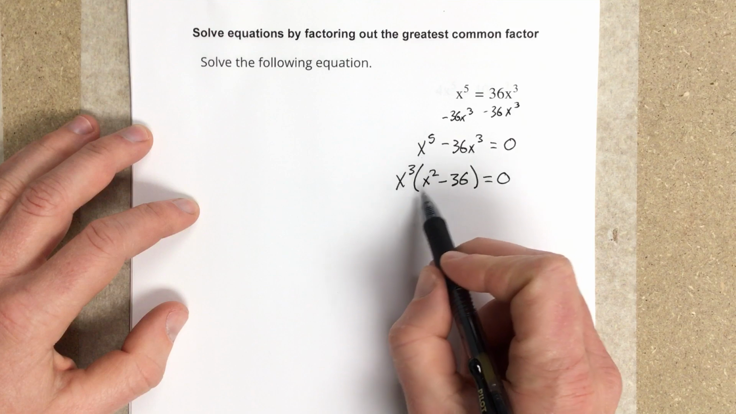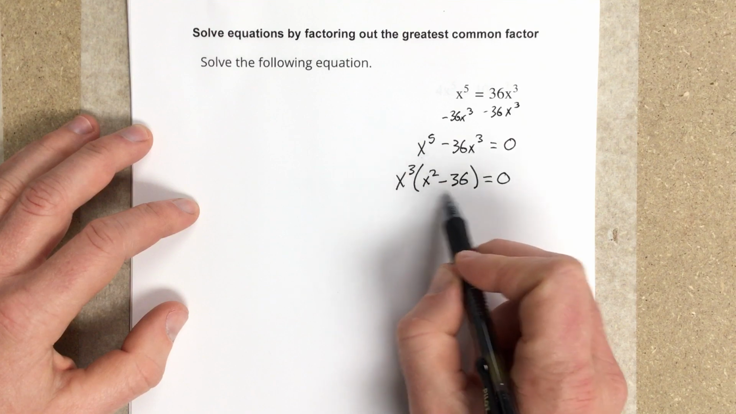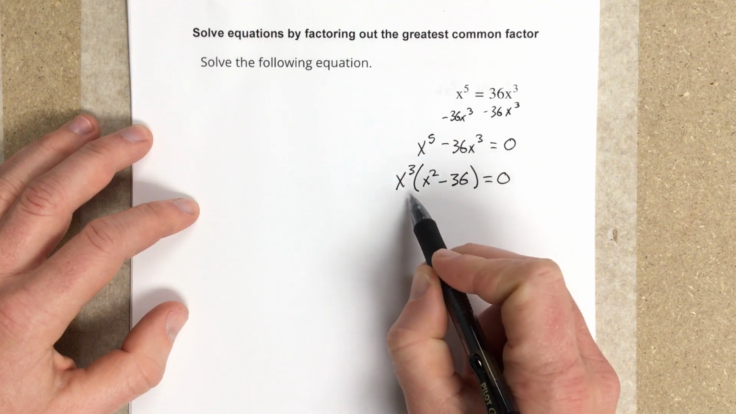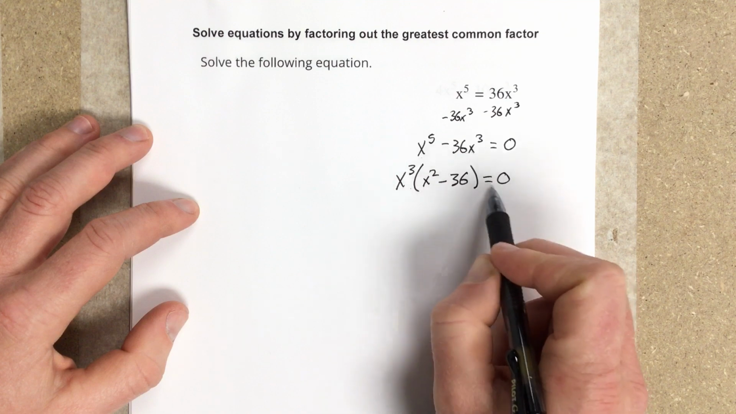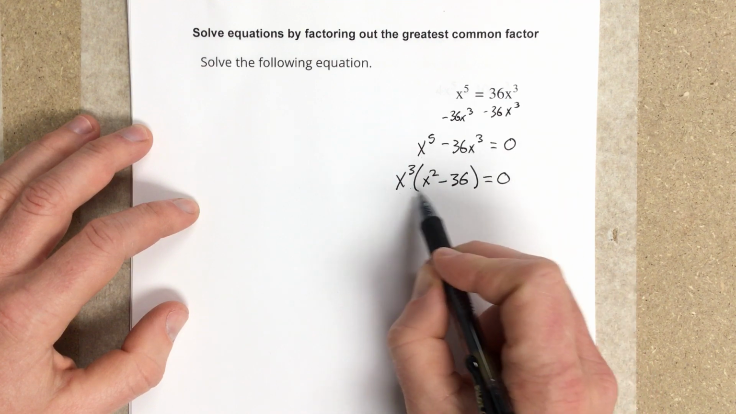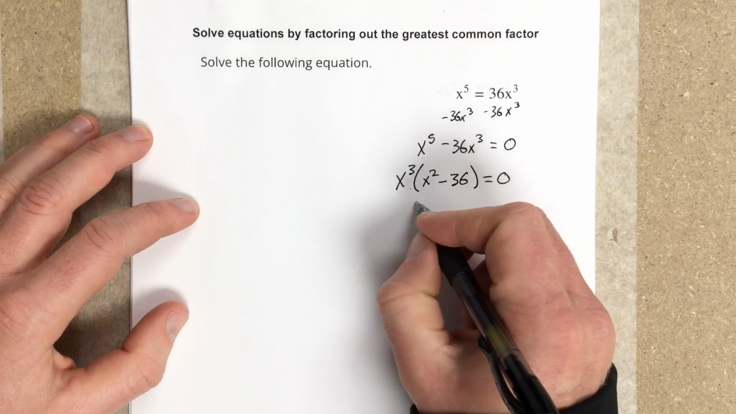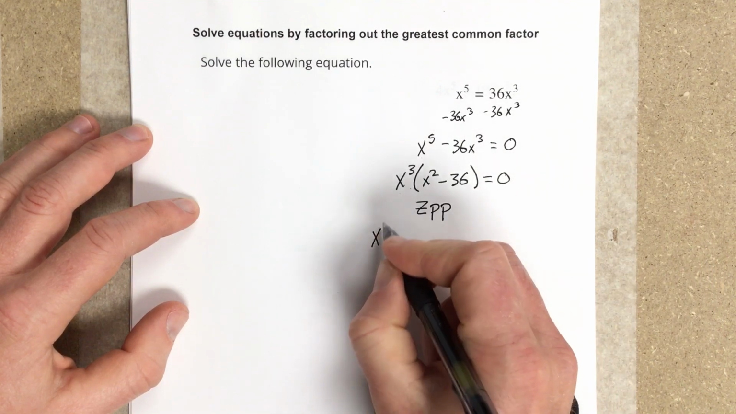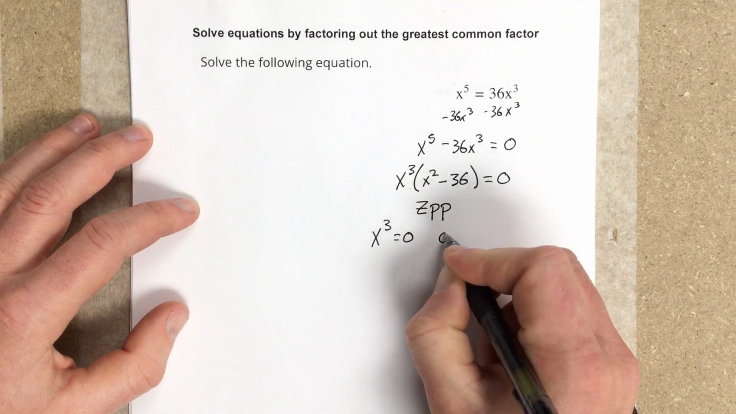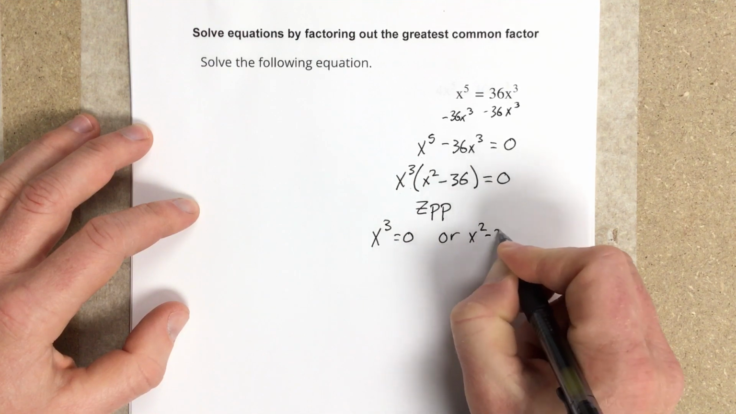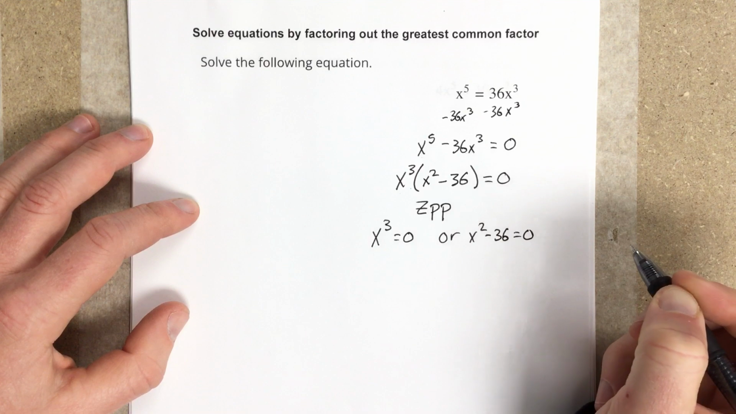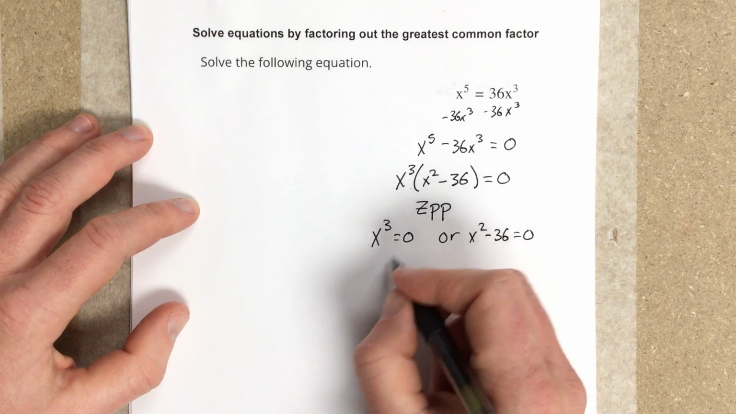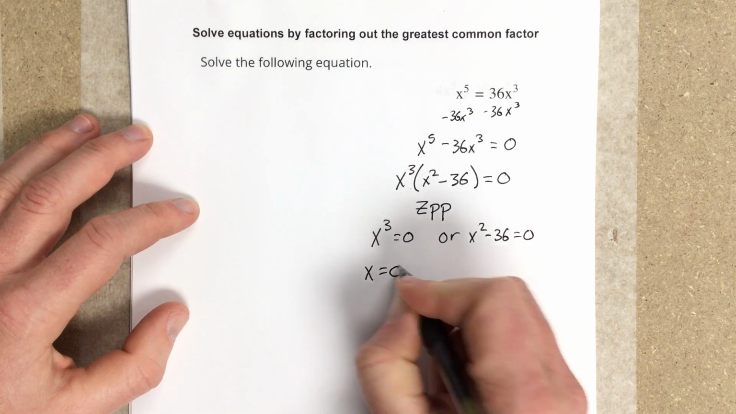Now I have two things being multiplied. I have a monomial times a binomial here, and this multiplication is equal to 0, which means one of these two things has to be 0. So I'm going to use what's called the zero product property, ZPP, and say that x cubed is equal to 0, or x squared minus 36 is equal to 0. Then I can solve from there.